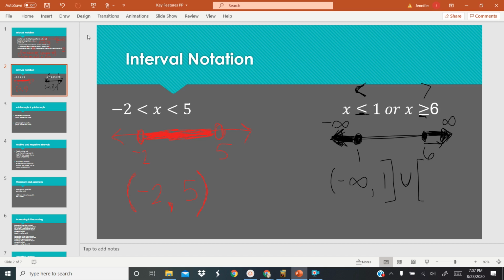The smaller number in this interval is the 6. And then it goes all the way to that arrow on the right-hand side, and an arrow on the right-hand side means infinity. And then with an infinity, you always use parentheses.